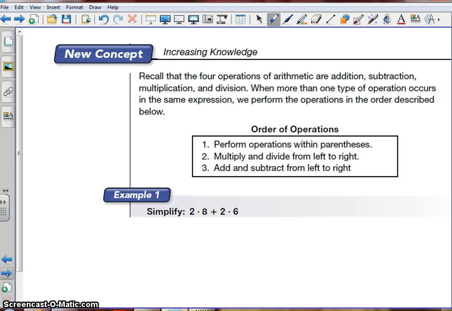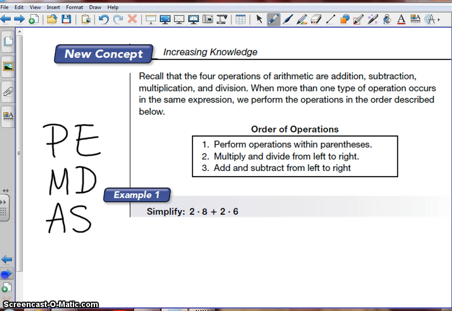This acronym for our math class is PEMDAS. We know it as Please Excuse My Dear Aunt Sally. Parentheses, exponents, multiplication, division, addition, and subtraction. We'll use this acronym to help us solve example 1 problem.